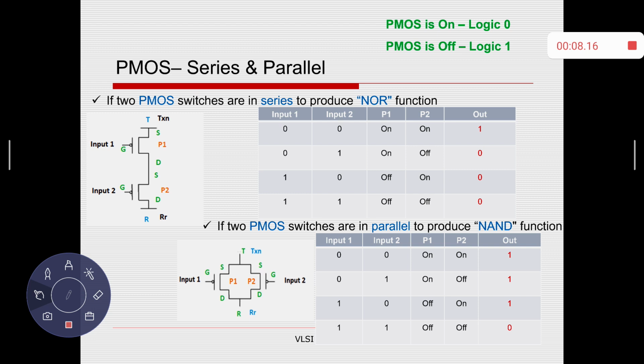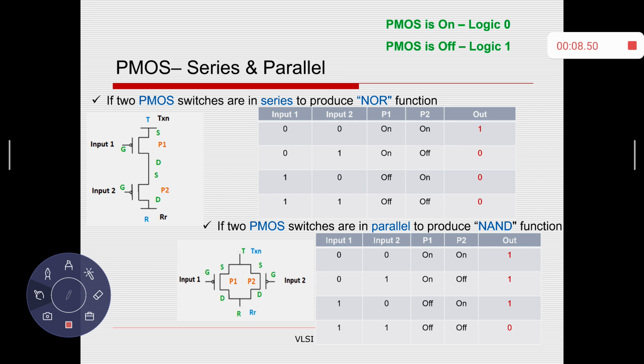Likewise, here is the schematic representation for PMOS transistors connected in series and parallel. Before that, the basic concept of a PMOS transistor for digital logic: when the input is logic 0, the PMOS transistor is on. When the input is logic 1, the transistor is off. With this short note, I am explaining the effect of PMOS transistors in series and parallel connection. In the first condition, P1 and P2 are connected in series.